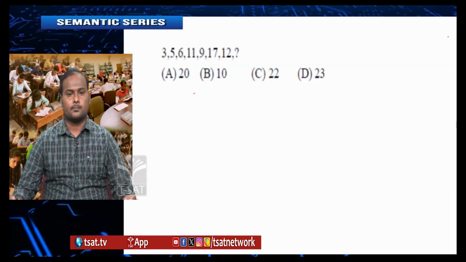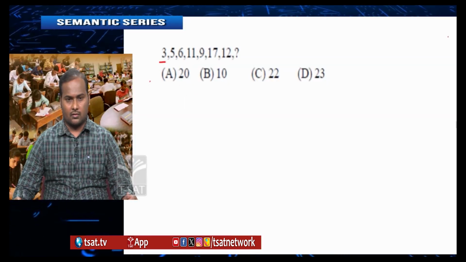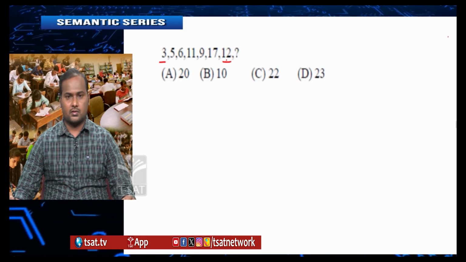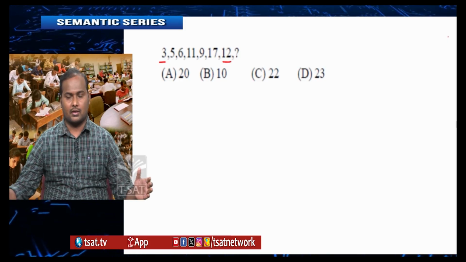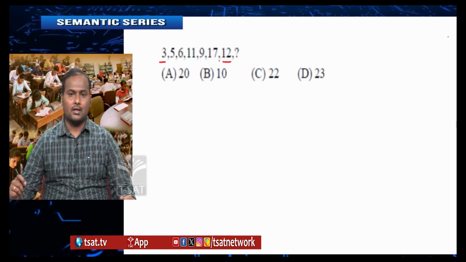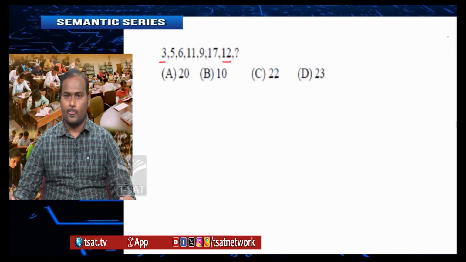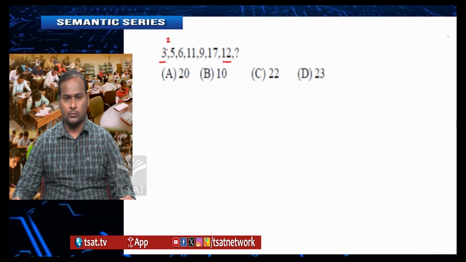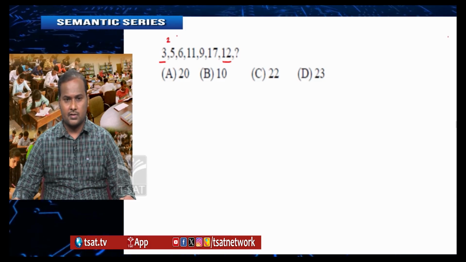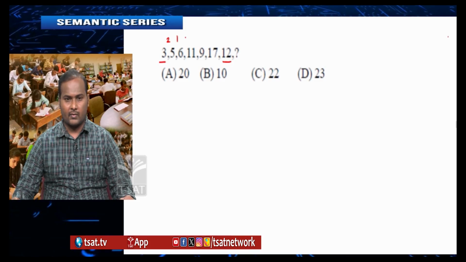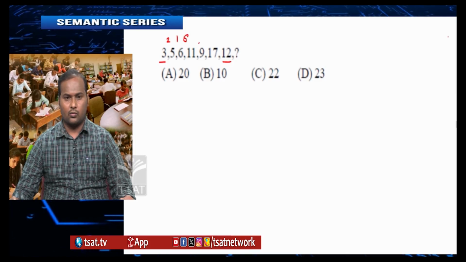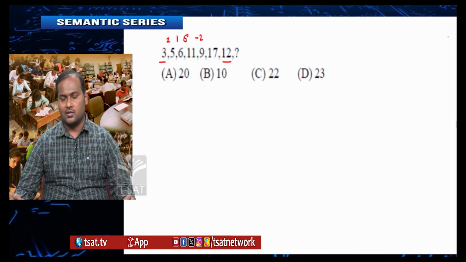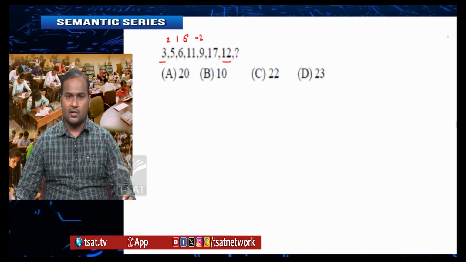In this particular question, the first number is 3 and the last one is 12. So there is no much change, means there is no much gap. Whenever it is not increasing much, generally we will take the difference. In this case, 3 to 5 increasing by 2, again 5 to 6 increasing by 1, 6 to 11 increasing by 5, 11 to 9 decreasing by 2. If you see, the change is not consistent. It is changing very rapidly.